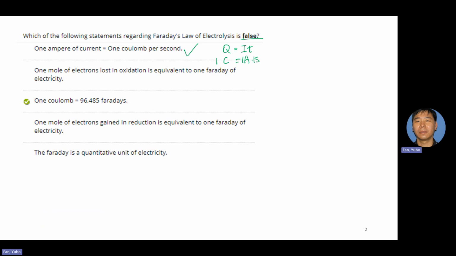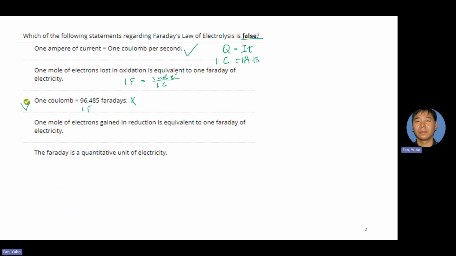Second one: 1 mole of electrons lost in oxidation is equivalent to 1 Faraday of electricity. That's true, because 1 Faraday of electricity equals 1 mole of electrons divided by 1 coulomb. That's actually the ratio of these two units, mole and coulomb. 1 coulomb includes a charge, while the other is 1 mole. So the difference between them is this, and 1 coulomb equals it should be the opposite. So this is wrong. That's why we choose this one.